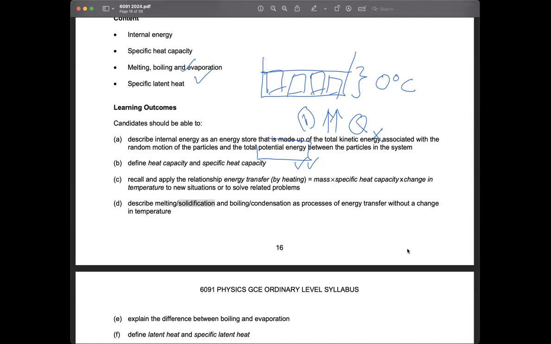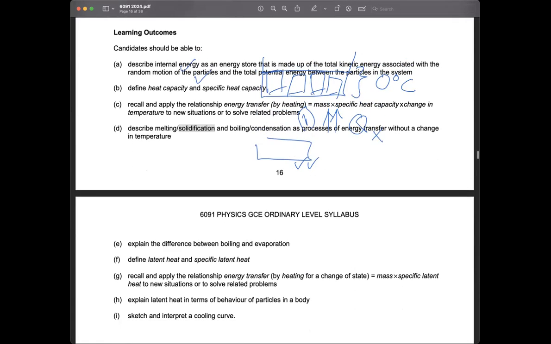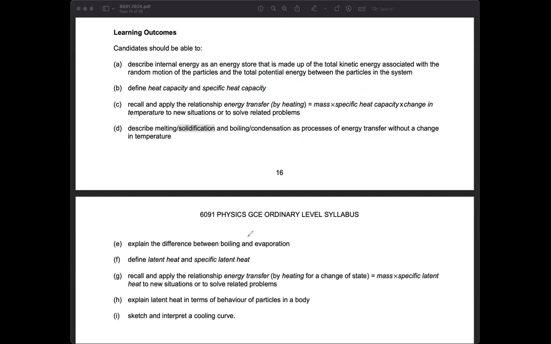Okay. Then there are 5 differences between boiling and evaporation. In primary school, you learn about 2 differences. Okay, so now in O level, you're going to learn about 5 differences. So there are 5 main differences between boiling and evaporation. So let me write down. In boiling and evaporation.